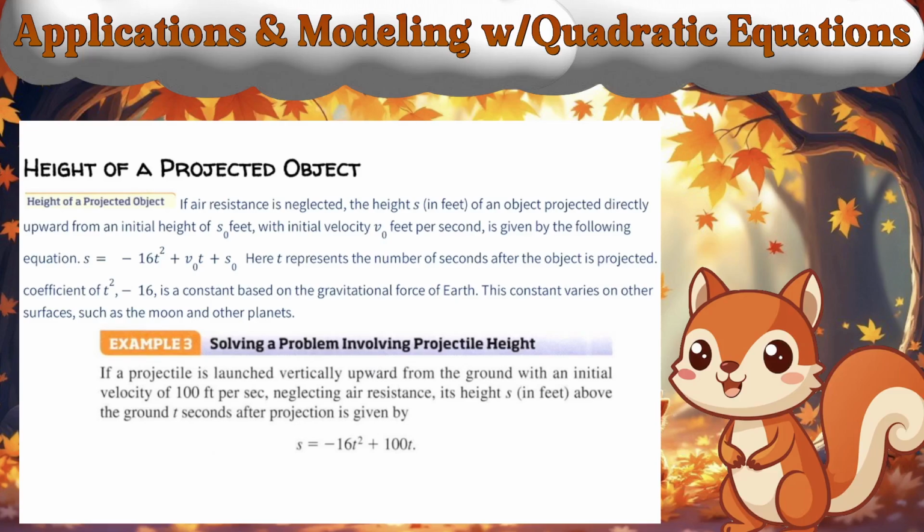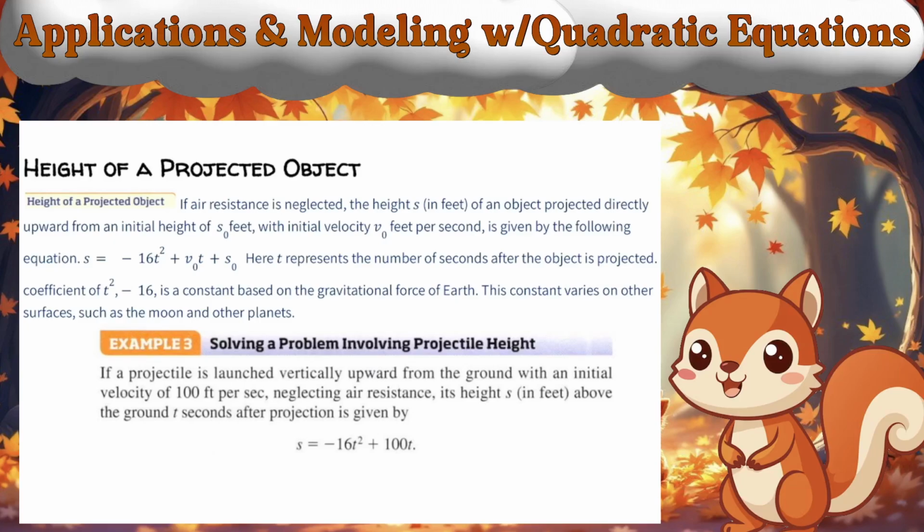V sub 0 in feet per second is given, and velocity is like speed, except velocity has direction. So positive means up or to the right, and negative means down or to the left, depending on the context of the problem. It is given by the following equation: S, position, equals negative 16 t squared plus initial velocity times time plus initial height. Here, t represents the number of seconds after the object is projected.